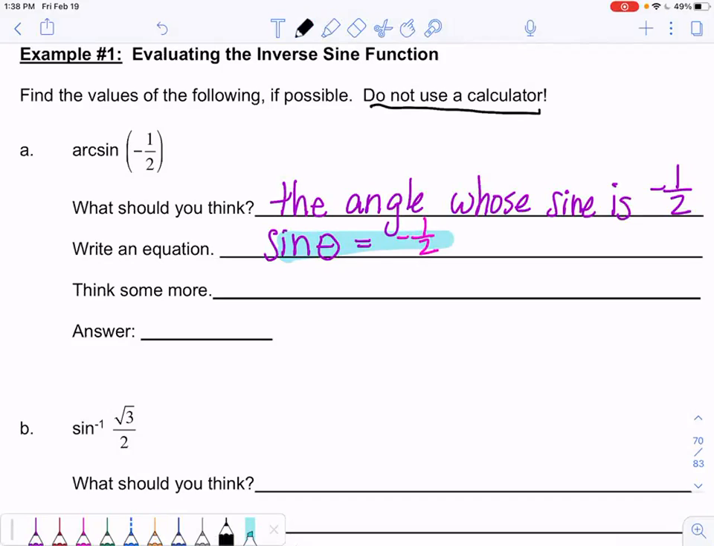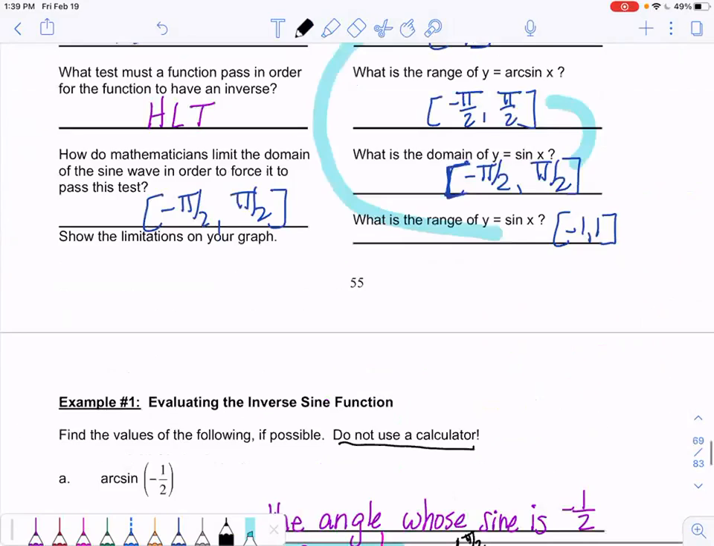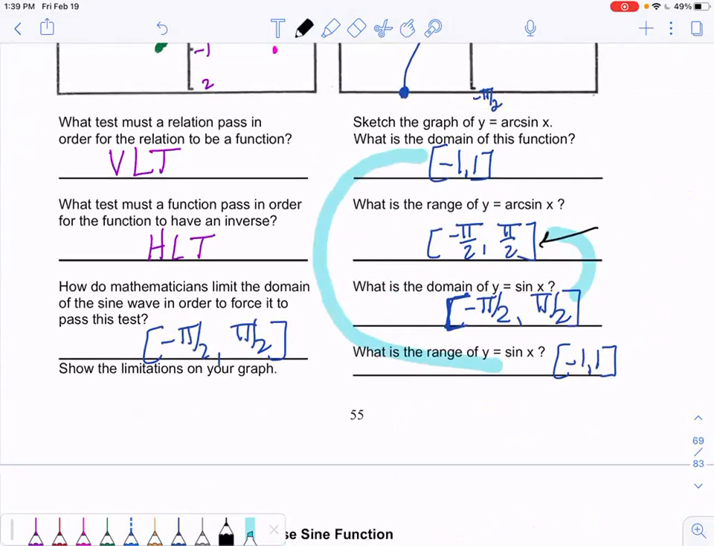Now the next part, it says think some more. We're not actually going to write a sentence. We're going to draw the diagram. So we're going back to the unit circle. I'm going to draw an XY axis. There's my lovely XY axis. Little reminder, pi over 2 is at the top. This is 3 pi over 2 or negative pi over 2 at the bottom. Here's where it changes a little bit because we're finding the inverse function. The inverse for sine only exists from negative pi over 2 to positive pi over 2.